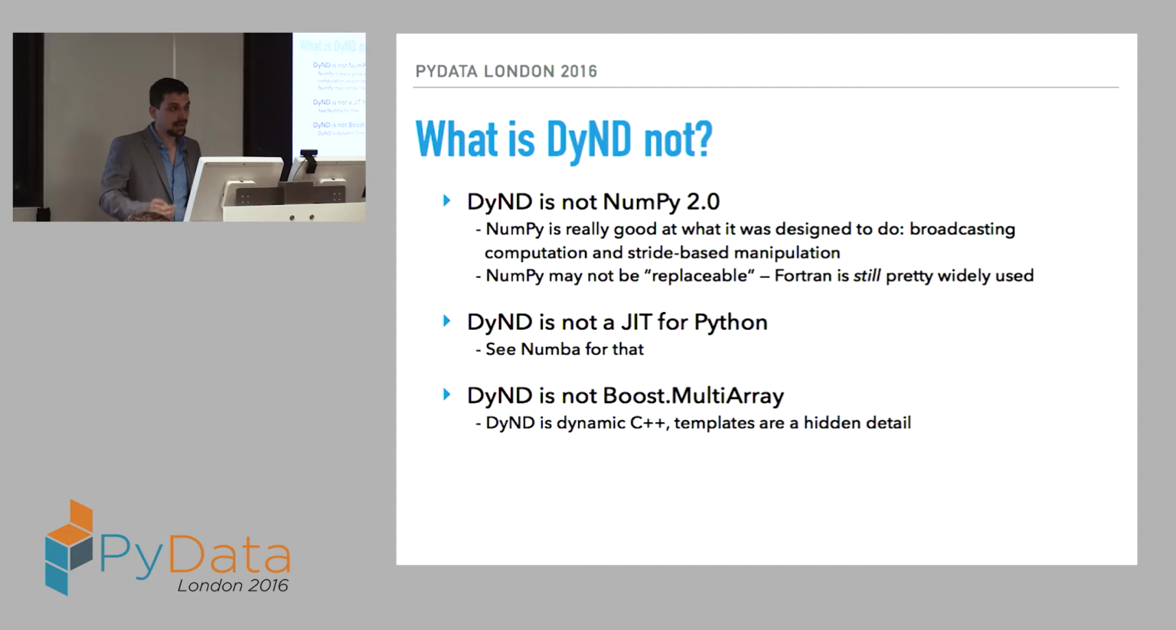DyND is not a JIT for Python. That's Numba. So if you have arbitrary Python code and you want to make it faster, you should look to Numba. That's something that Travis just talked about. And this may not mean much to perhaps this audience, but DyND is not a C++ library like Boost multi-array. It's not template-based. It's dynamic. So we do use templates, but they are a hidden detail. But to users, you will only ever manipulate dynamic objects.